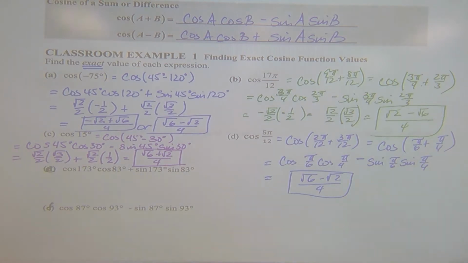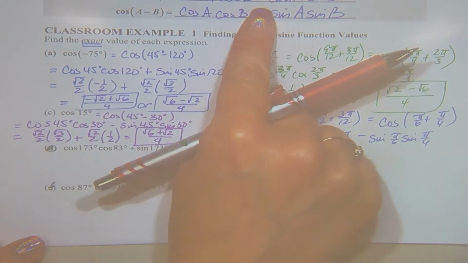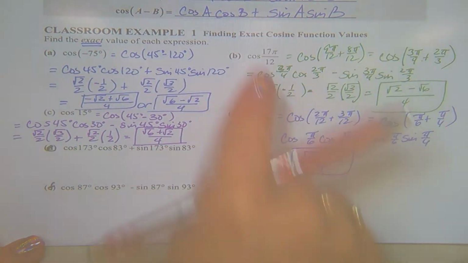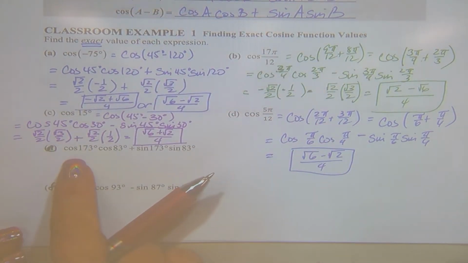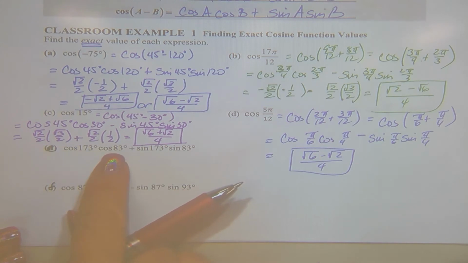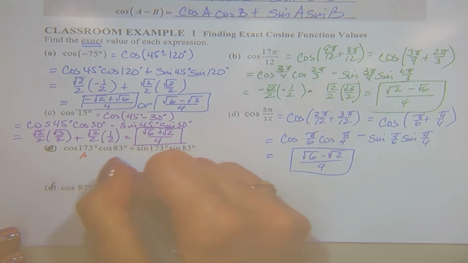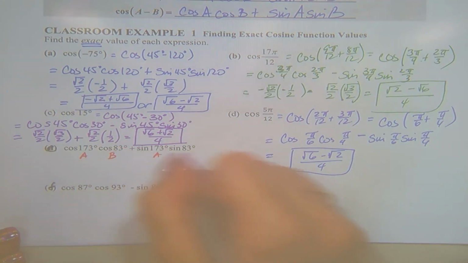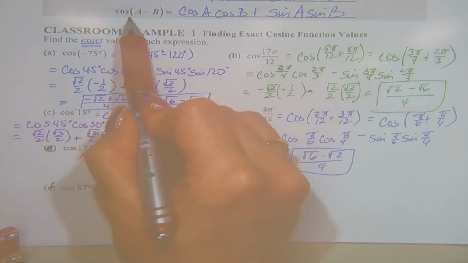Okay, these final two problems, E and F, if you fixed my lettering, show the other side of my cosine sum and difference identities. We have been starting with the left and going to the right to use it. Now we're going to start with the right and go to the left to use it. We've got cosine 173 times cosine of 83 degrees plus sine of 173, sine of 83 degrees. That's cosine A, cosine B, sine A, sine B. I'm adding in the middle, so that is cosine difference.